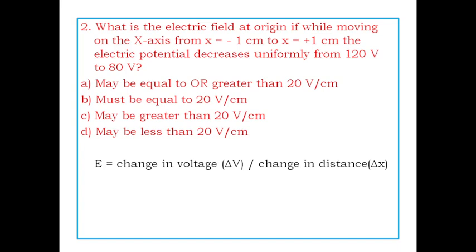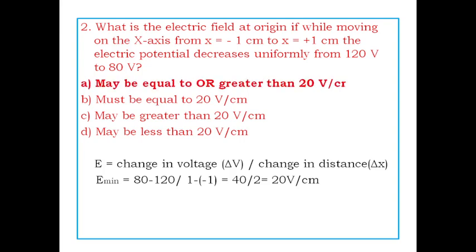What is the change in voltage? The change in voltage is 80 minus 120, that is 40 volt, and the change in distance is from -1 centimeter to +1 centimeter, so that is 2 centimeter, since 1 minus of -1 is 2. So 40 by 2 gives 20 volt per centimeter, and this would be the minimum value of the electric field. So the electric field may be equal to 20 volt per centimeter, or it may be greater than that, because 20 volt per centimeter is the minimum value we are getting. So option A will be the answer for this question.